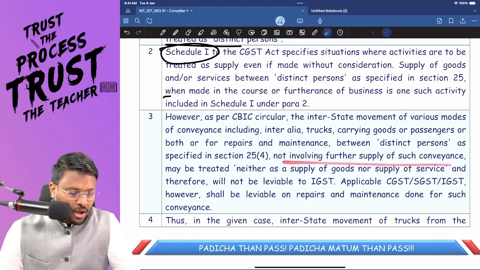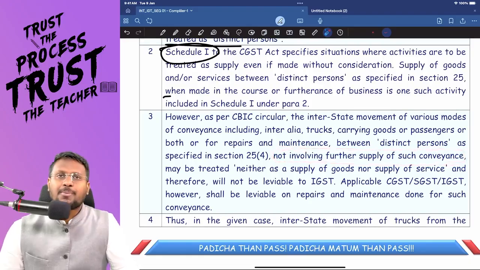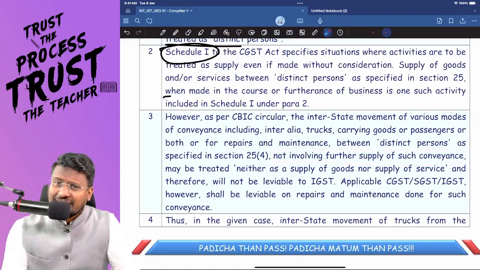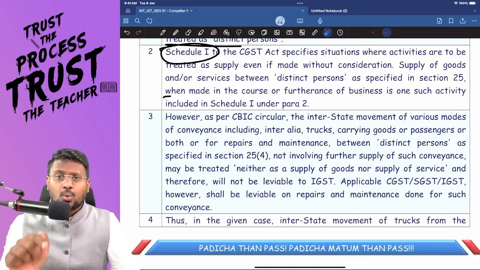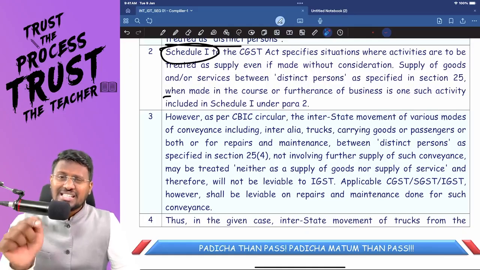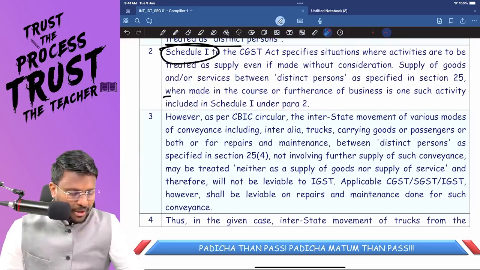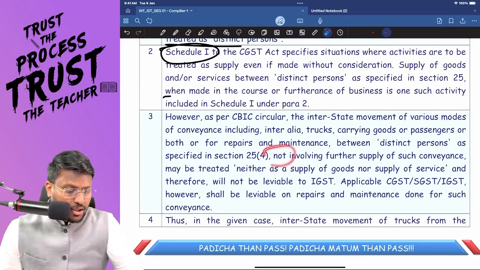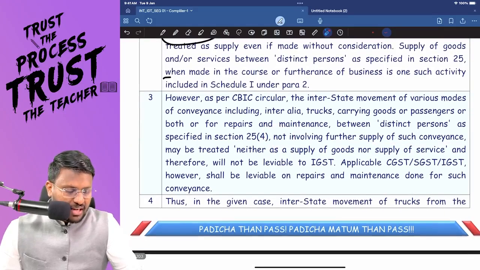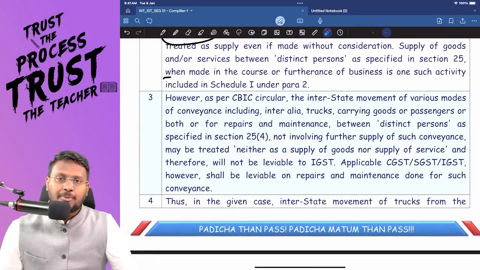This is very important. Not involving further supply of such conveyance. That means we are not going to supply the truck. We are going to supply the goods or services or both, which is inside the truck. Shall I proceed further? Okay. That means this is the condition. Not involving further supply of such what? Conveyance may be treated as neither supply of goods nor supply of what?